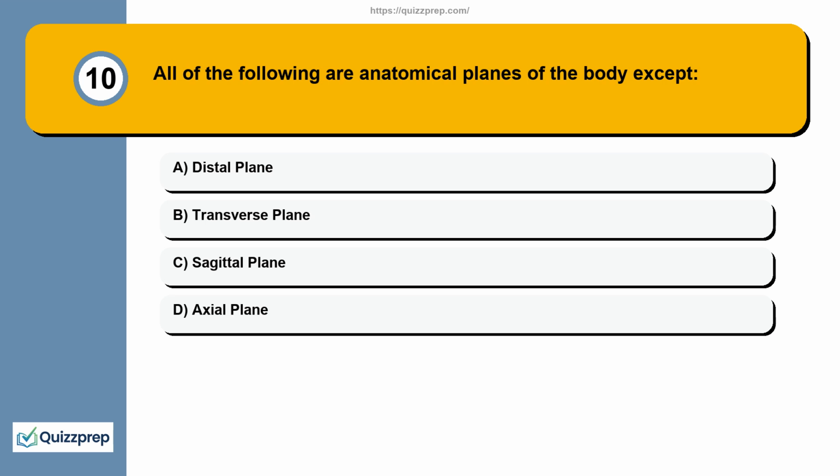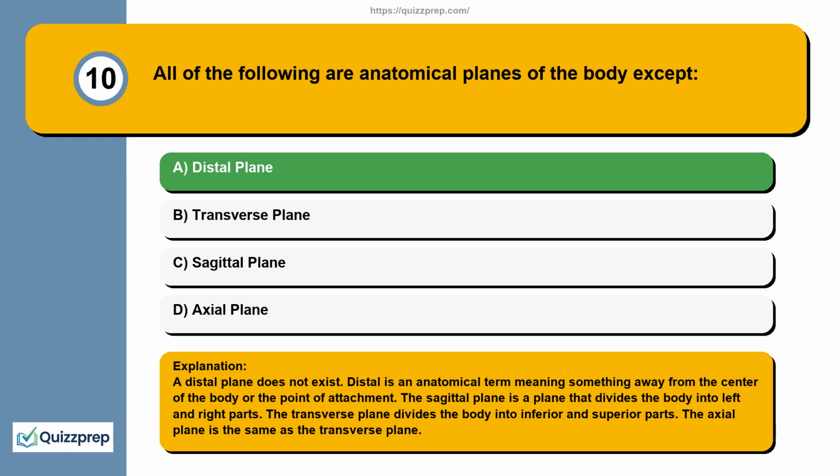Question 10. All of the following are anatomical planes of the body except distal plane, transverse plane, sagittal plane, axial plane. A distal plane does not exist. Distal is an anatomical term meaning something away from the center of the body or the point of attachment.